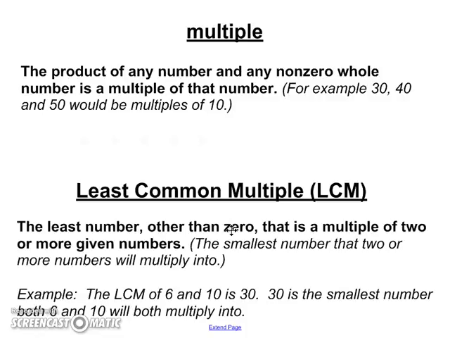So the least common multiple, and again you have your textbook definition: the least number other than 0 that is a multiple of 2 or more given numbers. In this particular case, the smallest number that 2 or more numbers will multiply into. So for example, the least common multiple of 6 and 10 is 30, because 30 is the smallest number that both 6 and 10 go into. And we use least common multiple a lot when we're adding and subtracting fractions. We try as much as we can to find the smallest number that both our denominators will go into, and then go from there with our steps of adding or subtracting fractions.